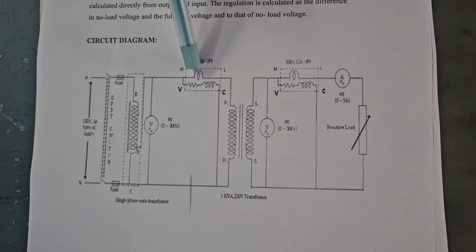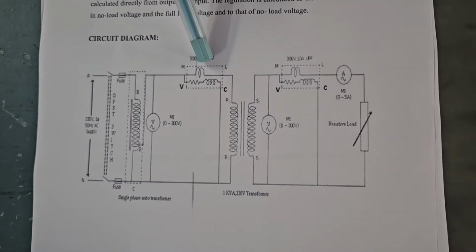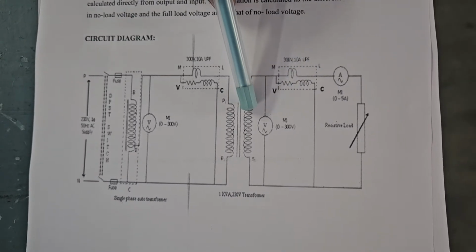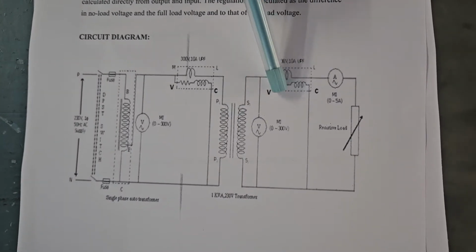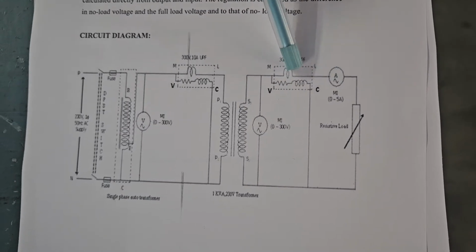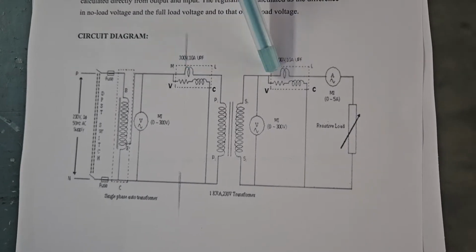This wattmeter is connected to the primary side, which helps to measure the input power, whereas this wattmeter is connected to the secondary side. This is the secondary winding, right? So this wattmeter helps to measure the output power. Now by dividing this output power by the input power, I am able to figure out the efficiency, right?